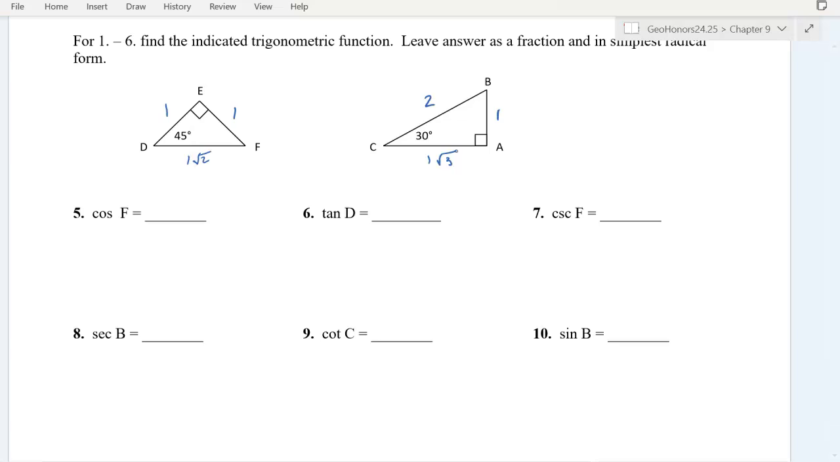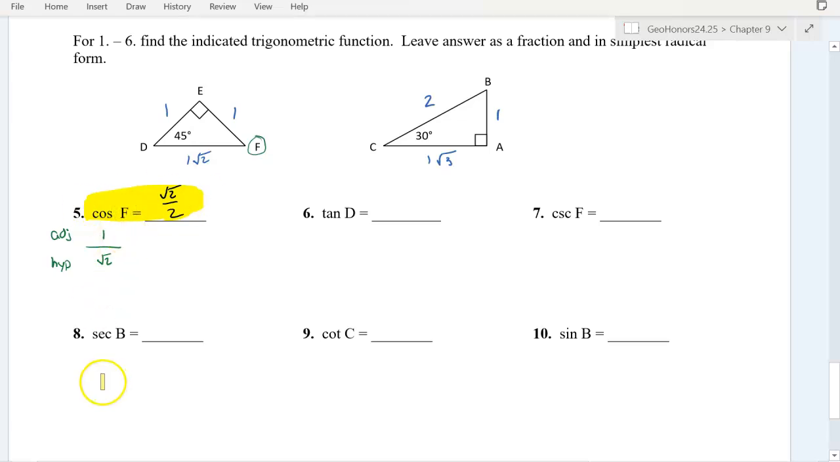Now, cosine of angle F is the thing we've been doing. Cosine, we know, is the adjacent side divided by the hypotenuse. Angle F as my reference angle is here. Adjacent is a side length of 1, and hypotenuse is a side length of the square root of 2. We must always rationalize our denominator. When we rationalize this denominator, we get square root 2 over 2. So the cosine of angle F is square root 2 over 2.